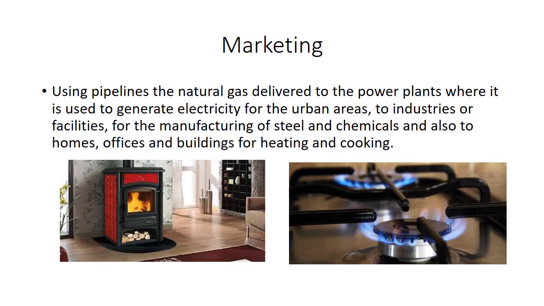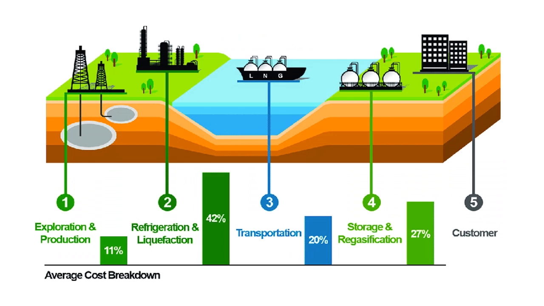Natural gas is delivered by pipeline to homes, offices, and buildings for heating and cooking, and to the power plant where it is used to generate electricity. Also, it's delivered to industries or facilities for the manufacturing of steel and chemicals. This is the LNG value chain from the beginning to the end.